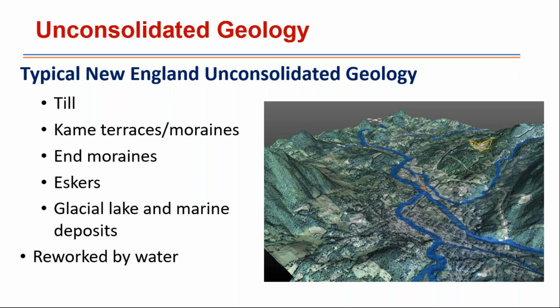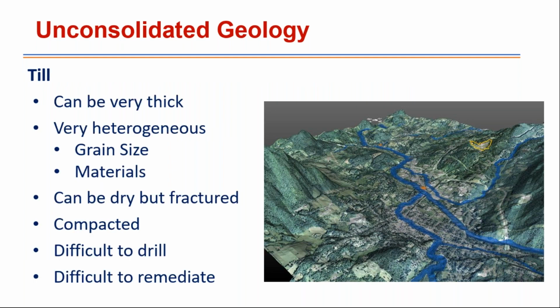And they may actually serve as aquifers. So I'm going to go down and look at a little more detail. The till can be very thick. It's very heterogeneous because it's just not sorted. It's just whatever is jumbled under the glacier. And then the grain size changes, the material changes.